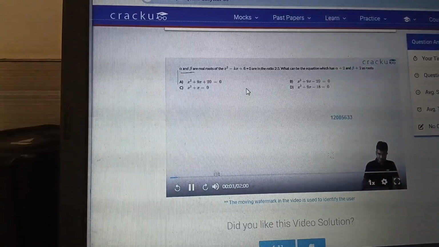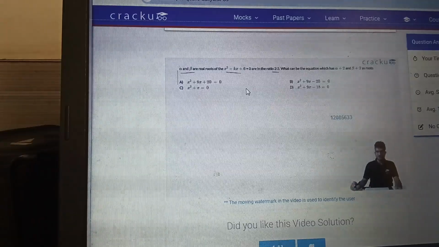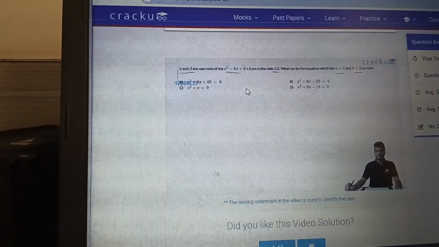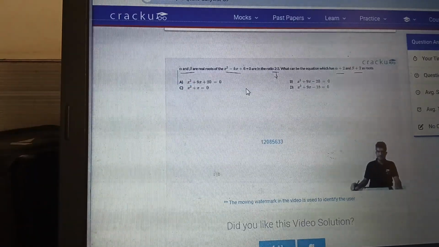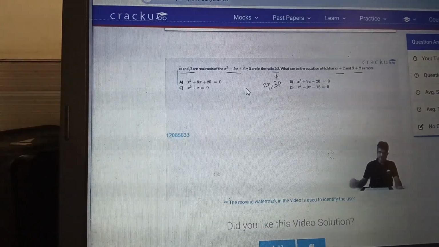Alpha and beta are the roots of x square minus kx plus 6 is equal to 0, and they are in the ratio 2:3. What can the equation which has alpha plus 2 and beta plus 2 as roots be? So if the roots are in the ratio 2:3, let us assume that both the roots are of the form 2p and 3p for some number p.